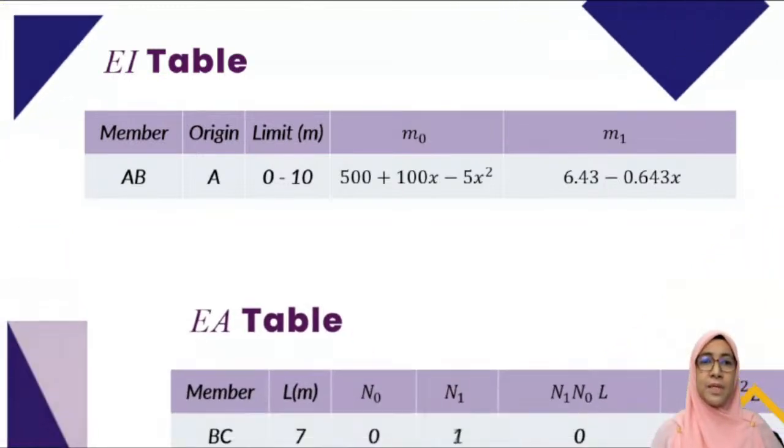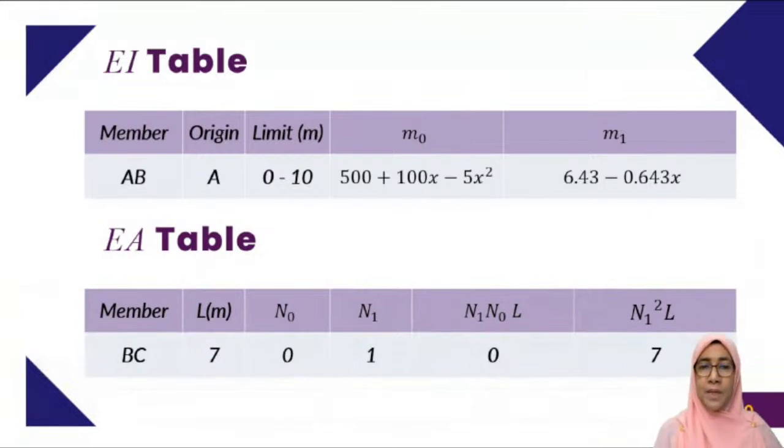And table number 2 is called the EA table. EA has only one member. We get it from BC. A strut is an EA element, so it is BC only. The length is 7 meter. N naught is equal to 0, because in the primary structure there is no N naught value, and N1 refers to a unit value of FBC. That is why we put 1 here. So there is a value for N1 and L, and we get one value for N1 square L, and it is equivalent to 7.